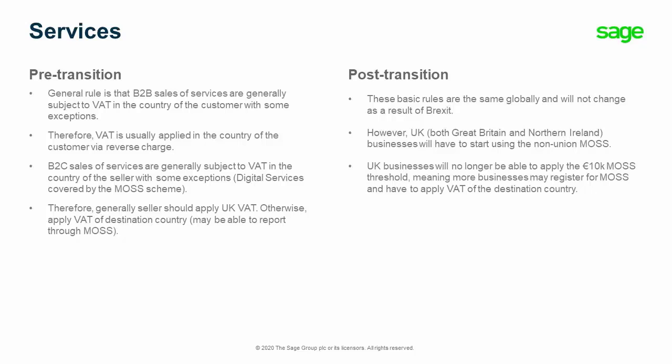After the transition, these basic rules are the same globally and will not change as a result of Brexit. However, the UK, so both Great Britain and Northern Ireland businesses, will have to start using the non-union MOS. And UK businesses will no longer be able to apply the €10,000 MOS threshold, meaning more businesses may register for MOS and have to apply VAT of the destination country. Just to emphasise that these are general rules, but it does illustrate that, with the exception of registering for the non-union MOS scheme for services, you'll likely carry on doing what you are today. If you're in any way unsure, please speak to your accountant.